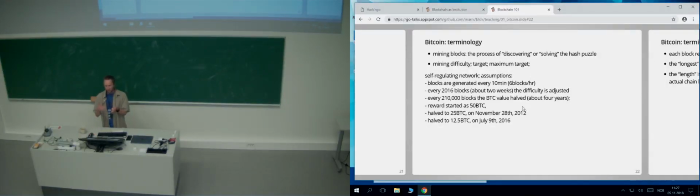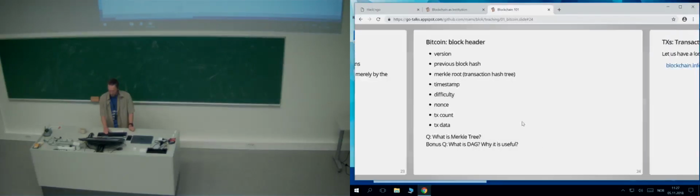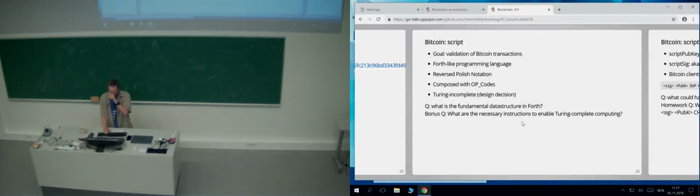And then we've already talked about the halving of the reward for the miners. The first happened in 2012. It went to 25. Two years ago, we had a halving of the reward to 12.5, and then the next one will happen at some point. Yeah, the longest chain wins. We've discussed that. I will not go into the details of how it is organized.